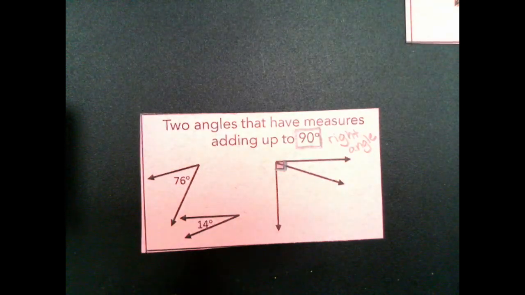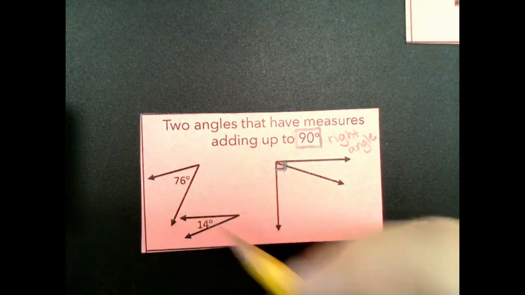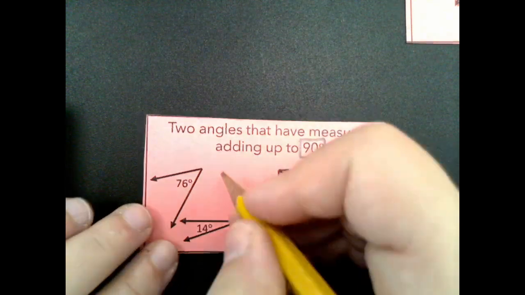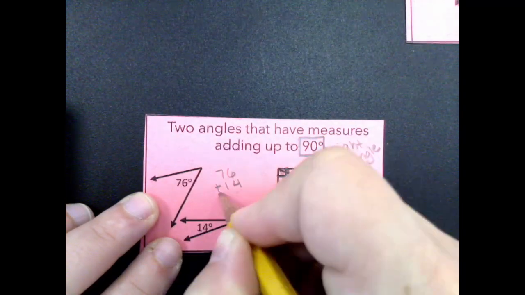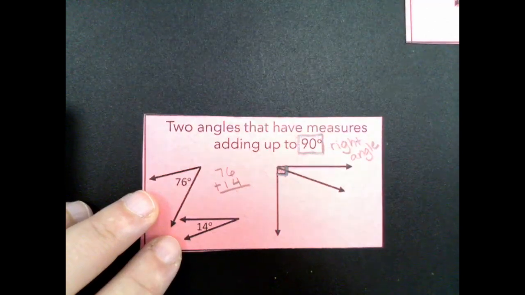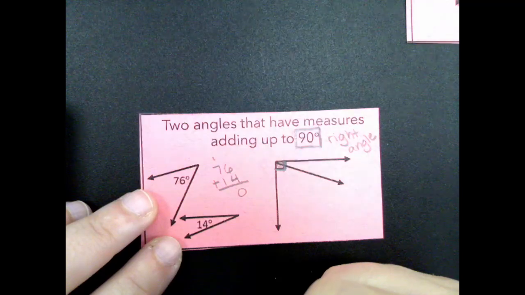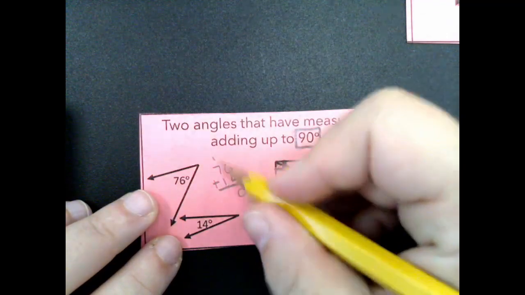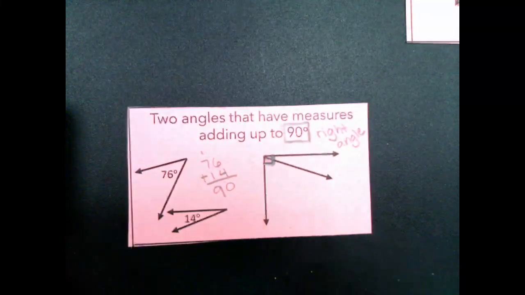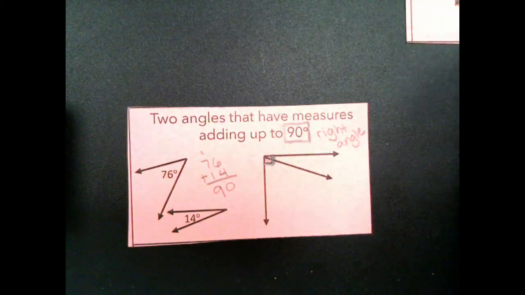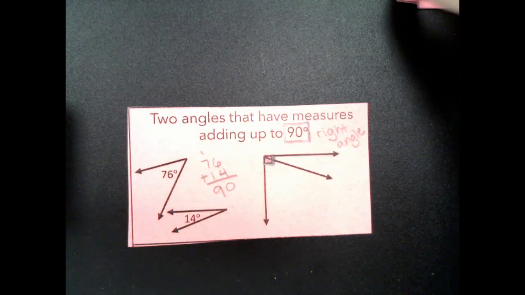Otherwise, if they're not touching, they're not adjacent, they don't share that wall, we have to just add together their amounts. So what is 76 plus 14? You sure? Yeah. 6 plus 4 is 10. Carry that 1. 7, 8, 9, 90. Beautiful. You guys are doing great.